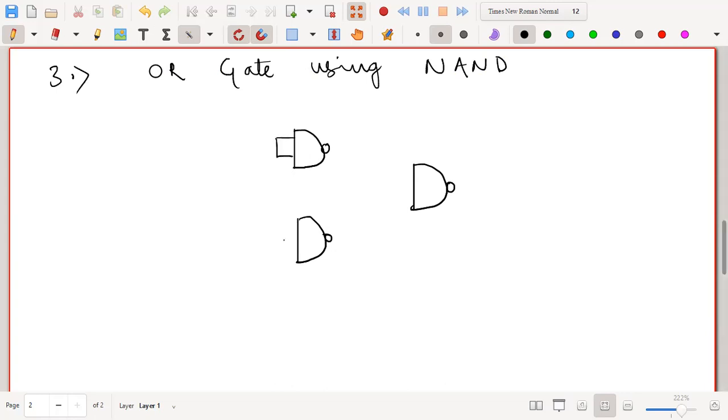So here I will give one input, and the output of this one would be connected as the input to the third. Similarly here. Now here I will give the input A, and here I will give the input B, and this would be my output. So this gate will work as the OR gate. So I am designing an OR gate with the help of NAND gates. You can verify here.